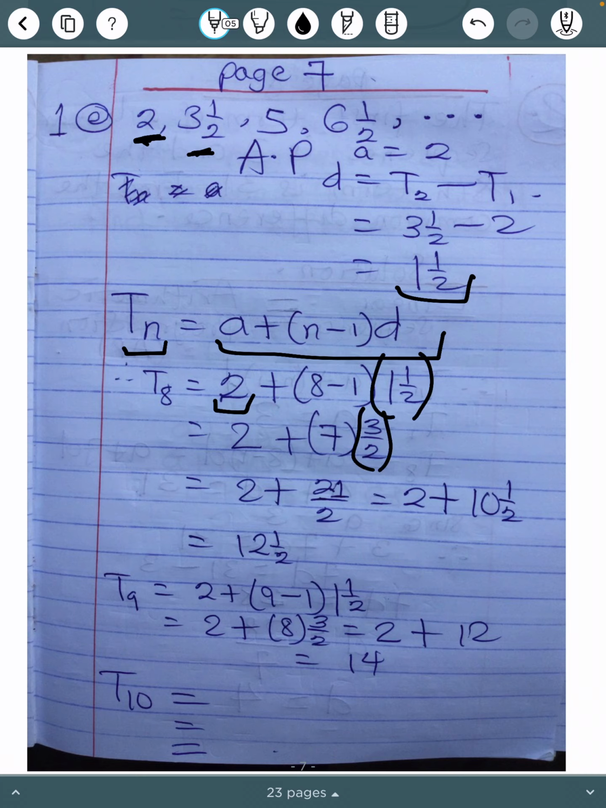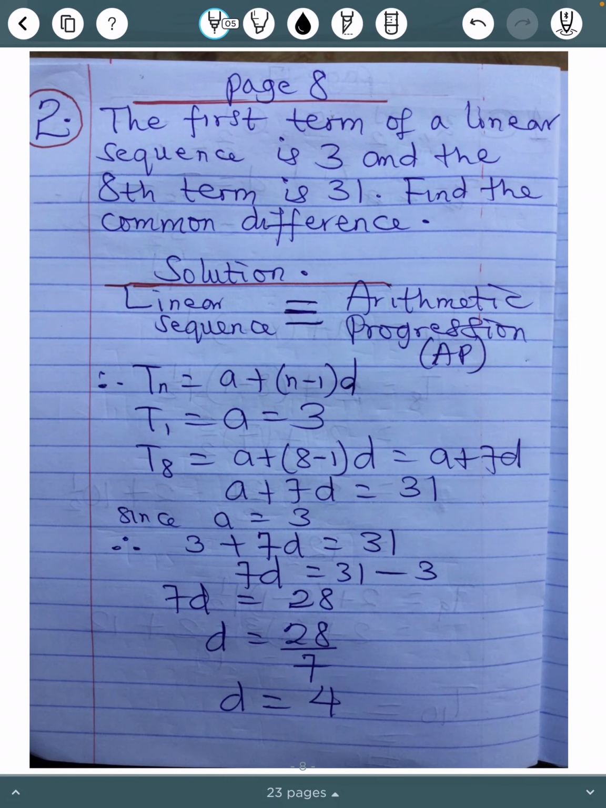And that gives me 7 times 3 over 2, which gives me 21 over 2. 21 over 2 is 10.5. So if I do 2 plus 10.5, I'll get 12.5. So T9 will be 2 plus 8 times 3 over 2 in the same way. You can get T9 and T10.